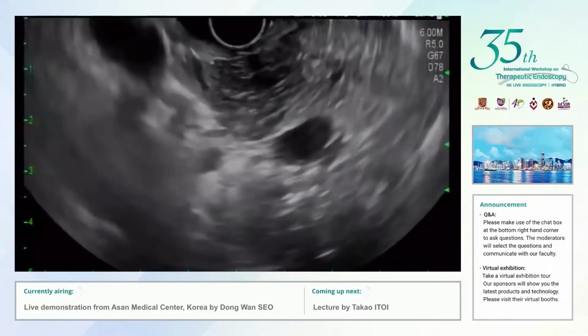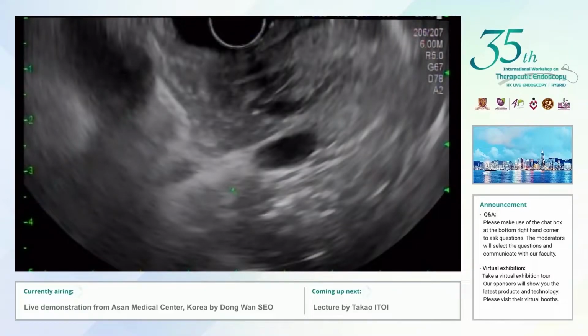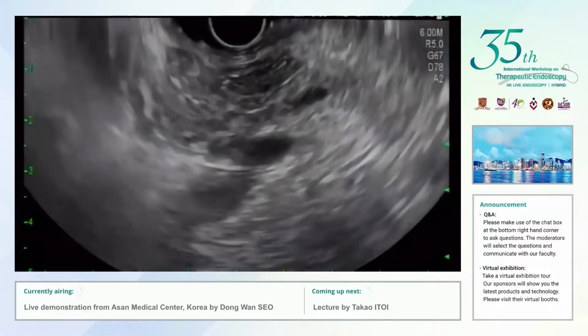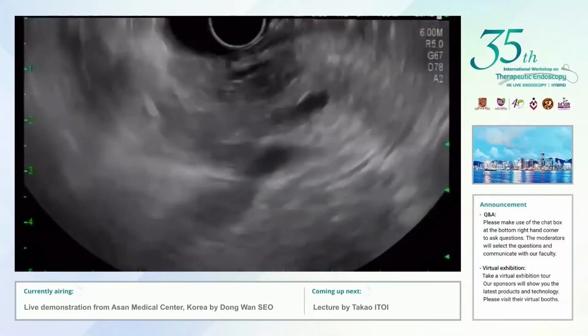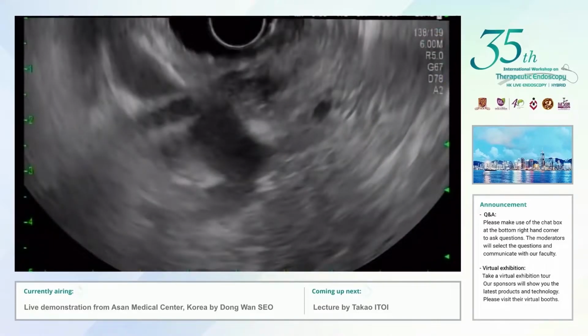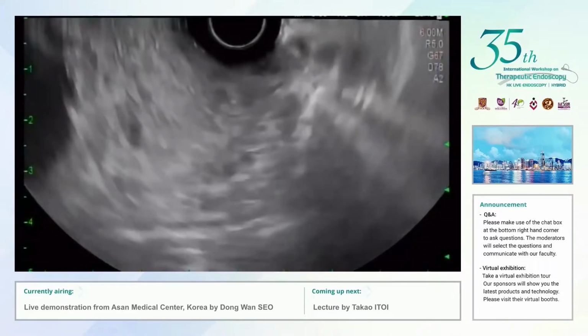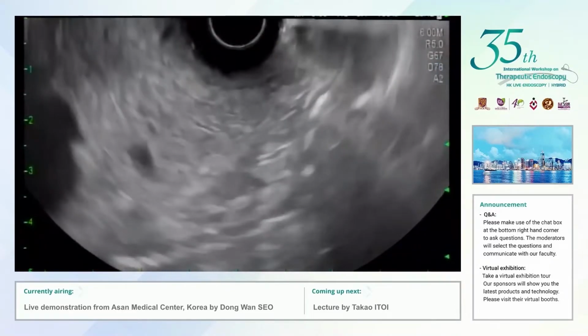We can see the pancreatic duct here, and this is a splenic vessel. This is SMV, and SMV joins with the splenic vein, and this is the main portal vein, and this crossing vessel is the artery, the celiac artery, going to the hepatic artery, and it shows the gastroduodenal branch.